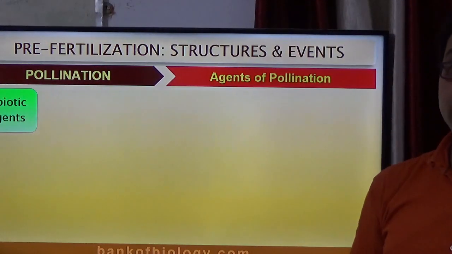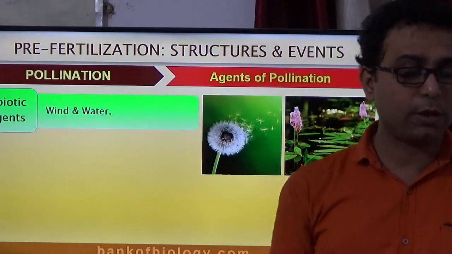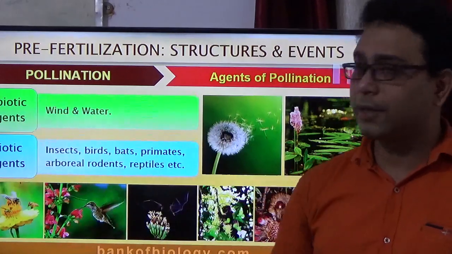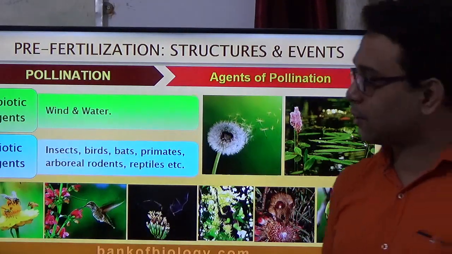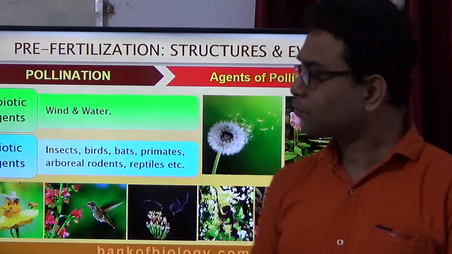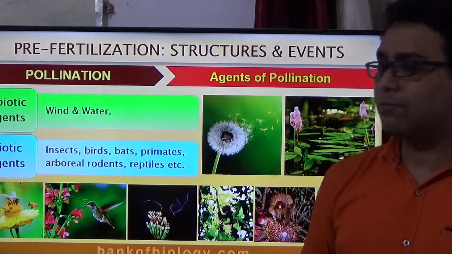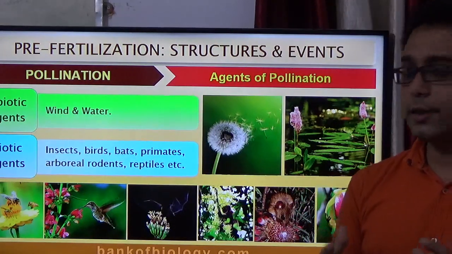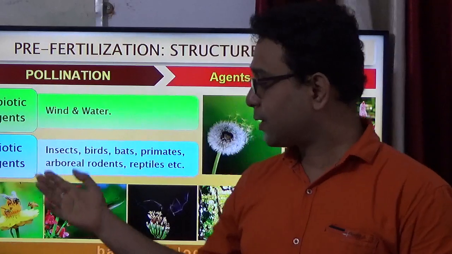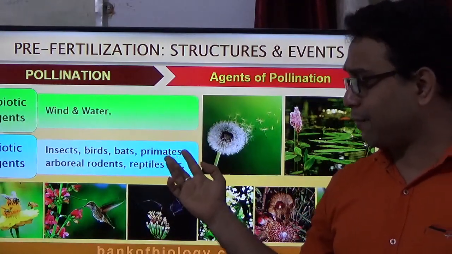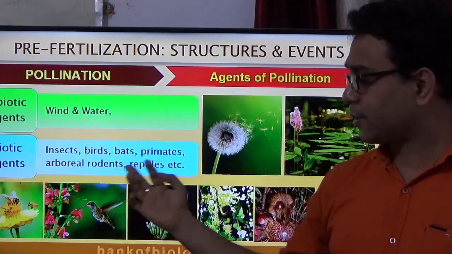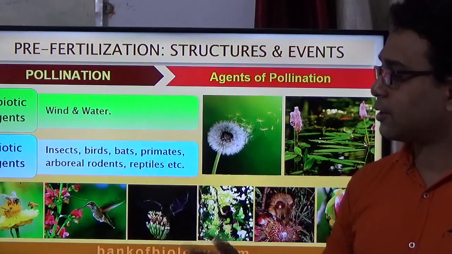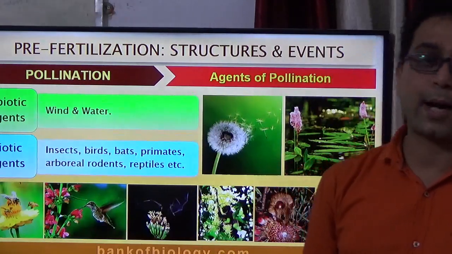Next, the agents of pollination. Where cross-pollination happens, different agents are required for pollination. An agent may be abiotic or biotic. Abiotic means non-living, biotic means living things. Among abiotic agents, the most commonly used are wind and water. On the other hand, biotic agents include insects, birds, bats, primates, arboreal rodents, reptiles, and many other animals that help pollination. All belong to biotic agents.